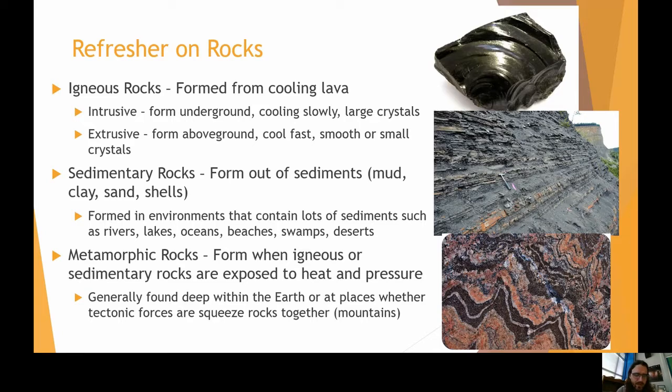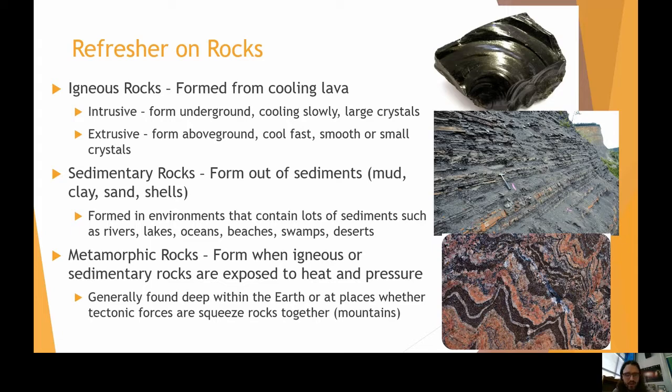All right, so for a big refresher on rocks, we have our 3 main types of rocks: igneous, sedimentary, and metamorphic. As a reminder, igneous rocks form from cooling lava. Igneous from the root word ignite, like fire rock. We have 2 different types of igneous rocks: intrusive and extrusive. Intrusive form underground. They cool slowly, and this results in large crystals forming typically in the rocks. Extrusive rocks form above ground, so when lava comes to the surface, it cools fast, and usually these are smoother looking and they have smaller crystals.